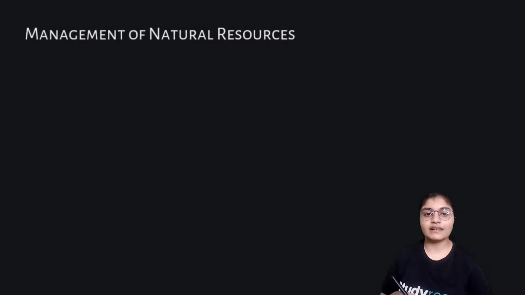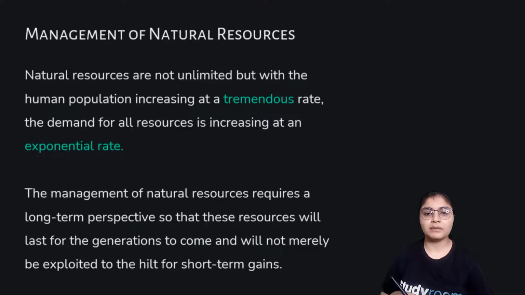Now we'll understand the management of natural resources. Natural resources are not unlimited, but with the human population increasing at a tremendous rate, as we discussed just now, the demand for resources is increasing at an exponential rate. We know that, right? That as the population is increasing, the demands are also increasing.